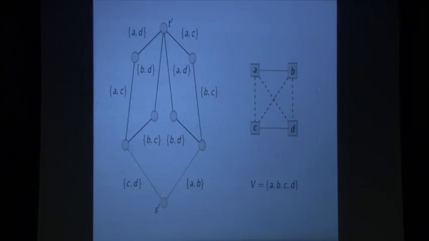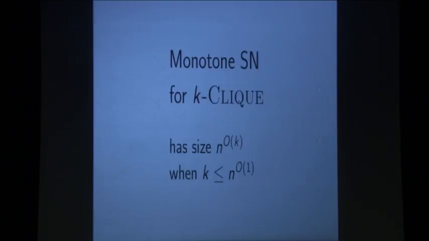For another instance, this instance cannot reach the sink node, so this is not accepted by the switching network. Sorry, I realized these two nodes are also reachable from the source. Good. So this is the monotone switching network for k-clique. It's not hard to see that for k-clique, there is a monotone switching network of size n to the k, by the guess and check algorithm. You guess a k-clique and check it, and the size will be n to the k.